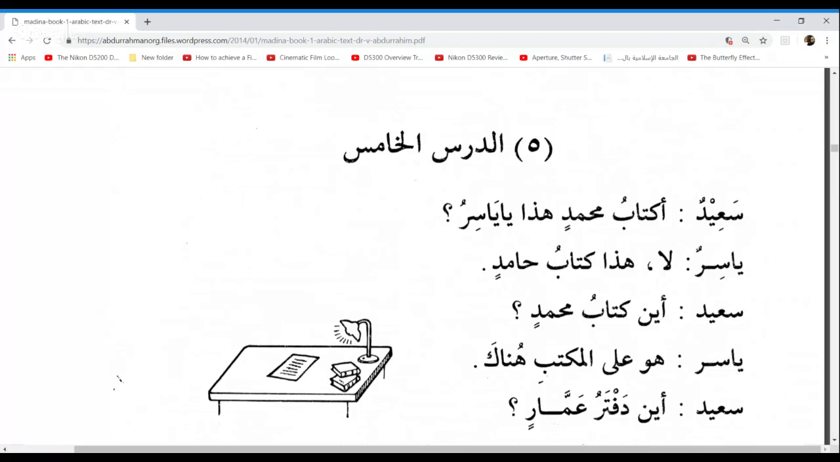Okay? And we can see it comes first, and it ends with one Dhamma. So the item that's owned or possessed ends with one Dhamma. And this word that is owned or possessed is known in Arabic as the Mudaf.